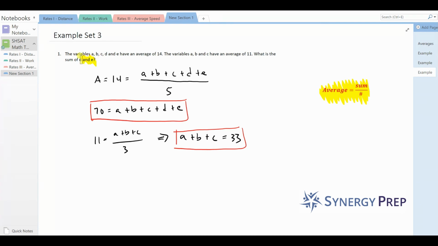Now, how do you find D plus E? That's what they're asking. Well, if you look at the two equations, they both have A, they both have B, they both have C, but the first one only has D and E, which means that if you subtract the two numbers, you'll get D plus E, right? So D plus E is equal to 70 minus 33, or 37. And that's it.